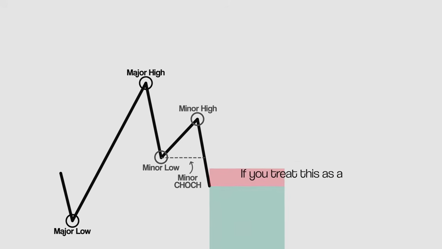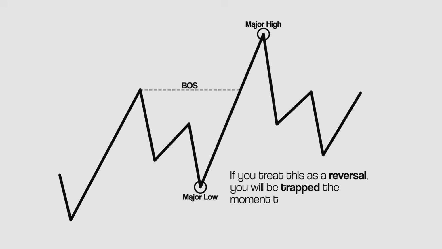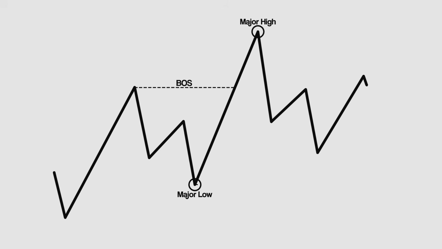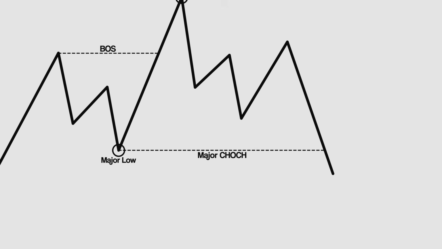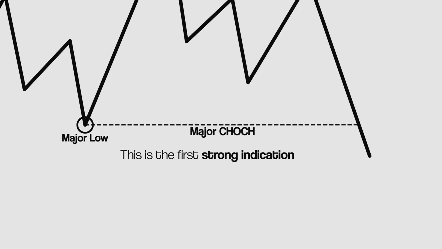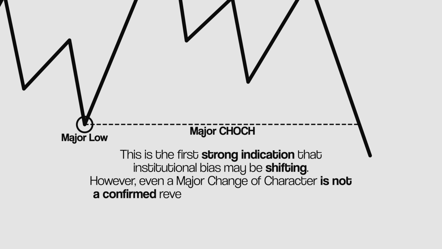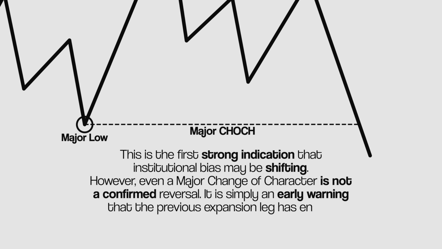If you treat this as a reversal, you will be trapped the moment the primary trend resumes in its original direction. A major change of character is different. It occurs when price breaks the last major protected low or high. This is the first strong indication that institutional bias may be shifting. However, even a major change of character is not a confirmed reversal. It is simply an early warning that the previous expansion leg has ended.